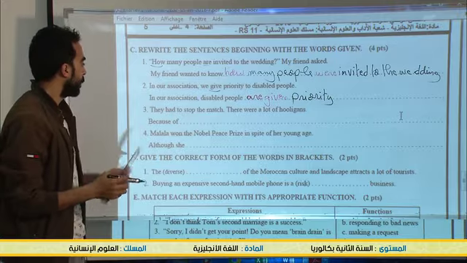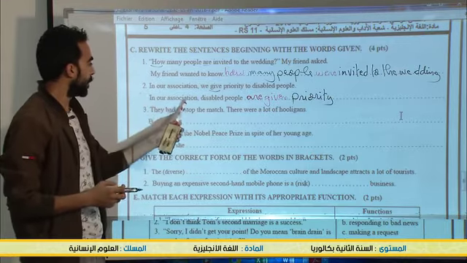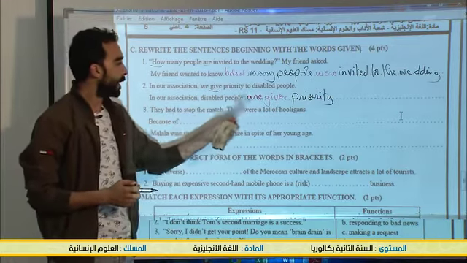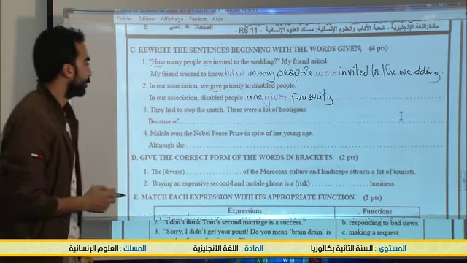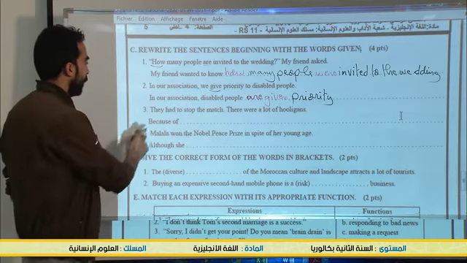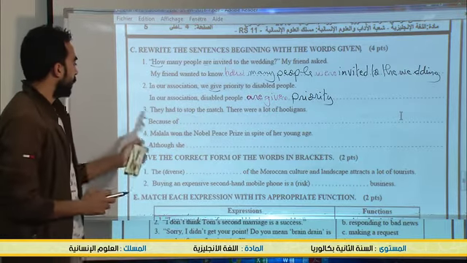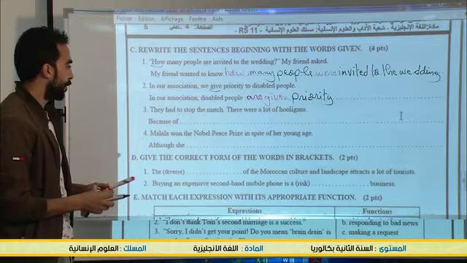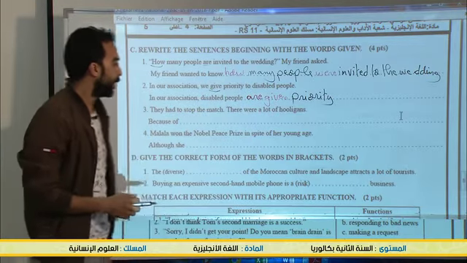Okay? So the sentence is, in our association, disabled people are given priority. Fine. So let's move to number 3. They had to stop the match. There were a lot of hooligans.